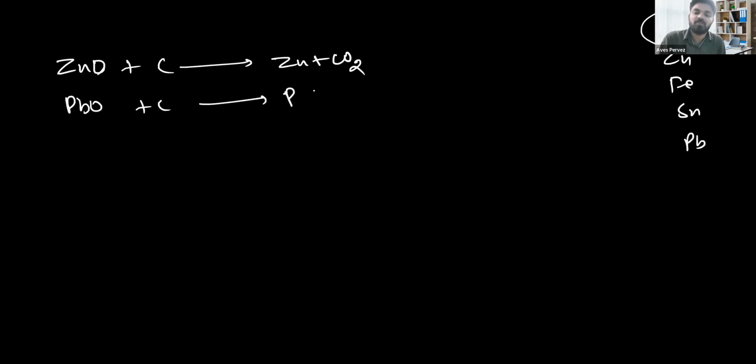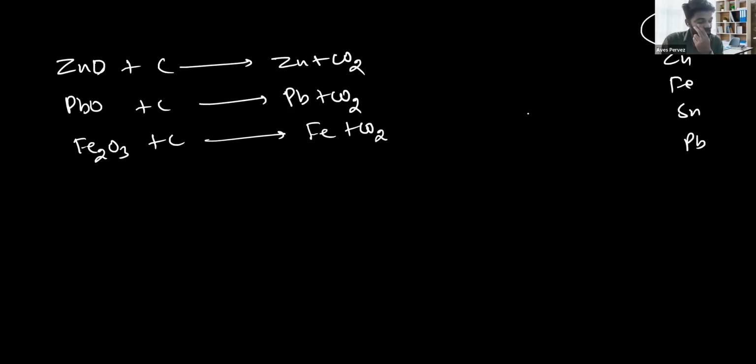for extraction of metals. Okay, so if I'm using this ZnO ore and convert it with the help of carbon, then it will give you Zn plus CO2. If I'm having PbO, then it will give you lead plus carbon dioxide gas. Then again, if I'm having iron, Fe2O3, and we heat it with carbon, it will give you Fe plus CO2 gas. Okay, so these can be reduced with the help of carbon. Okay, got it?